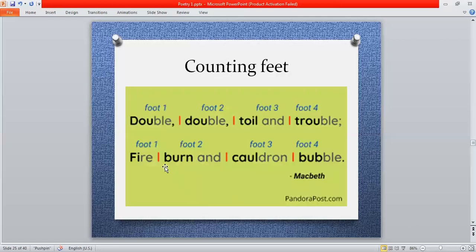Let's take a practical example. This is a line from Shakespeare's Macbeth. The line reads as this: double, double, toil and trouble. Let's start by counting the syllables of the line.